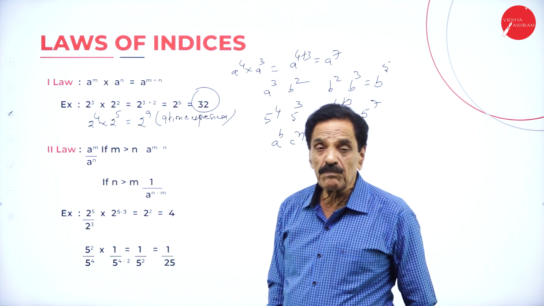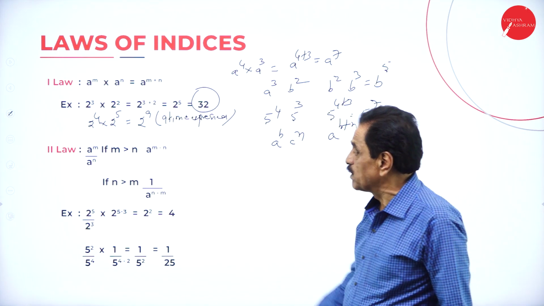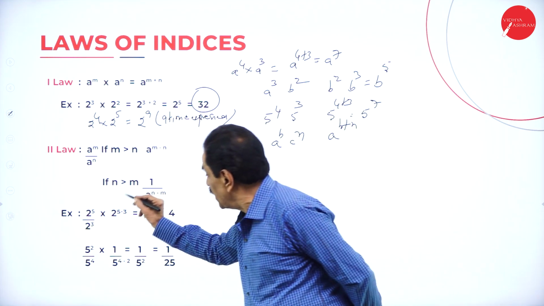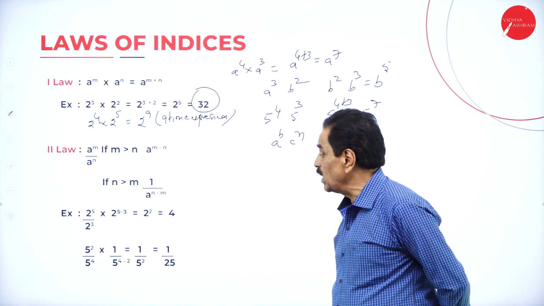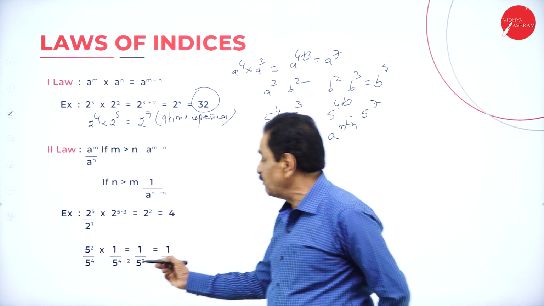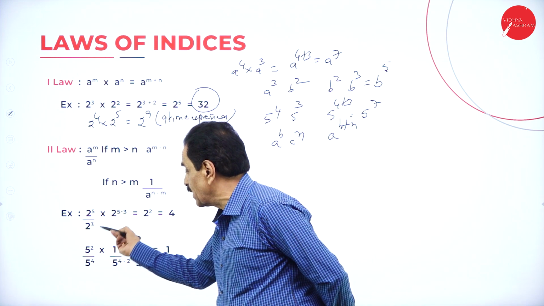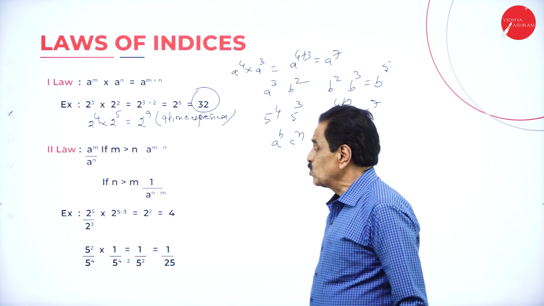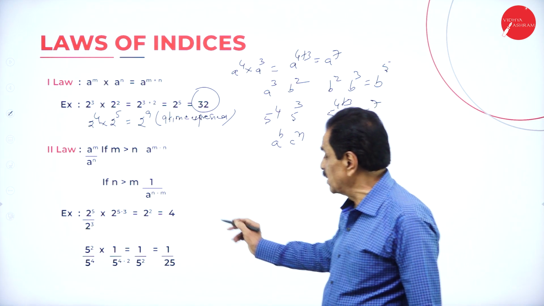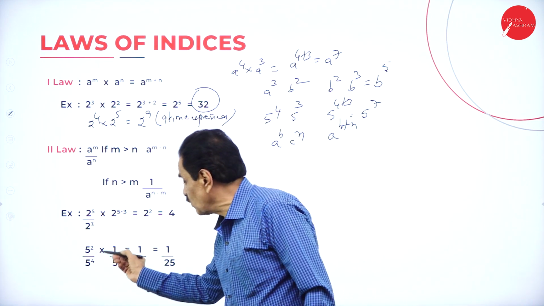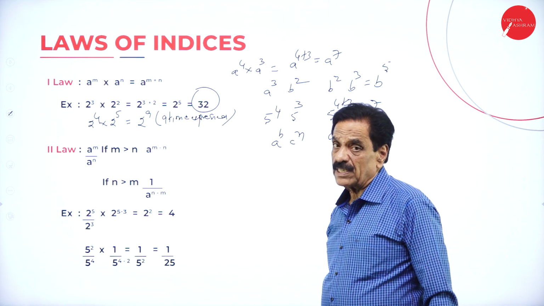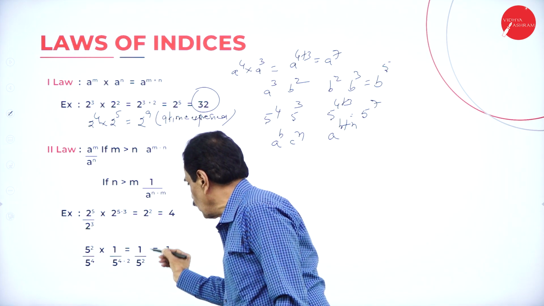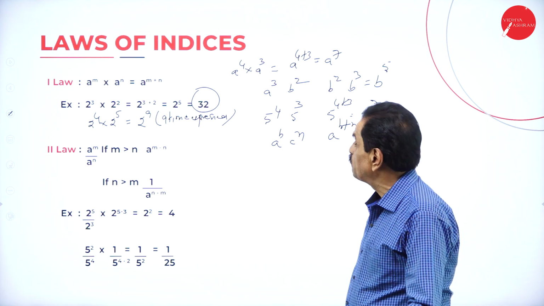Second law, a to the power of m divided by a to the power of n. If m is greater than n, then a to the power of m minus n. If n is greater than m, 1 over a to the power of n minus m. So if you have got an example, 2 to the power of 5 divided by 2 to the power of 3. So here, this is m, this is n, m is more. 2 to the power of 5 minus 3, 2 square is 4. This is 5 square divided by 5 to the power of 4. So denominator is more. So 1 over 5 to the power of 4 minus 2, 1 over 5 square is 25.